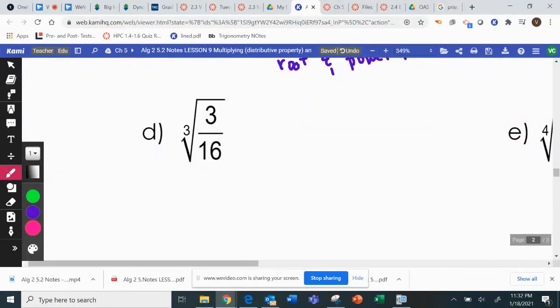All right, question D. So I've got the cube root of 3 over 16. Now those do not simplify. So I'm going to break them apart. I'm going to do the cube root of 3 over the cube root of 16.